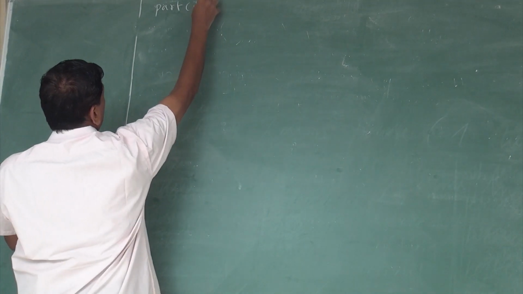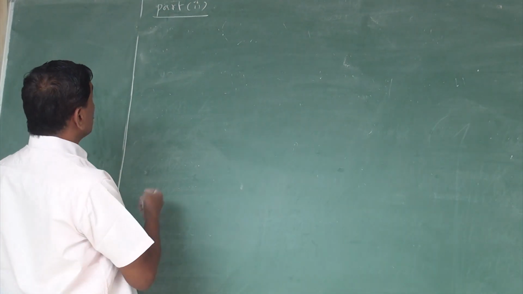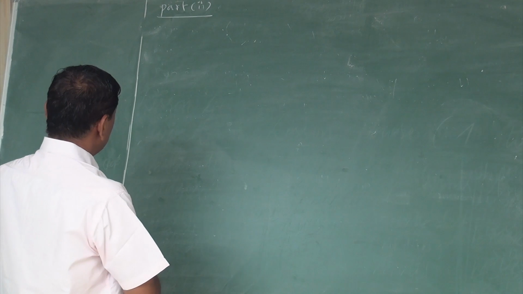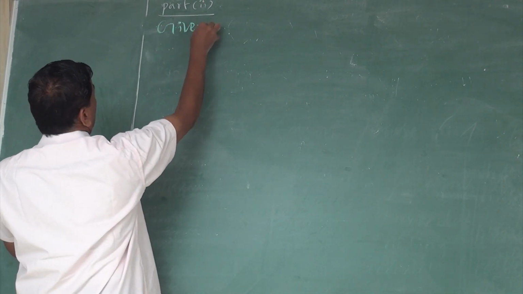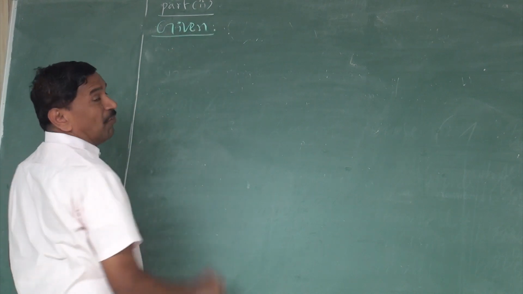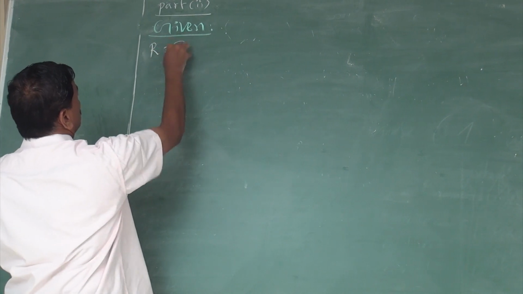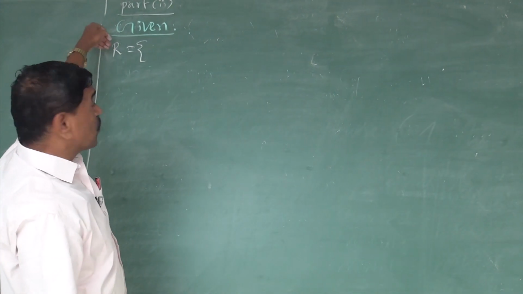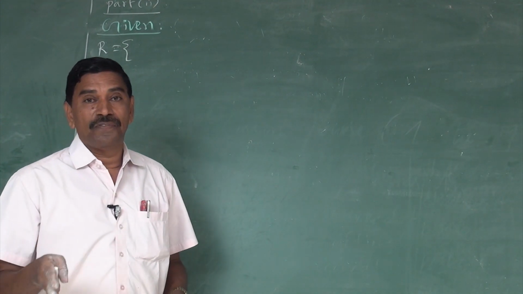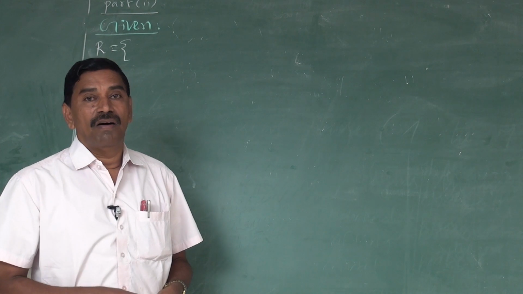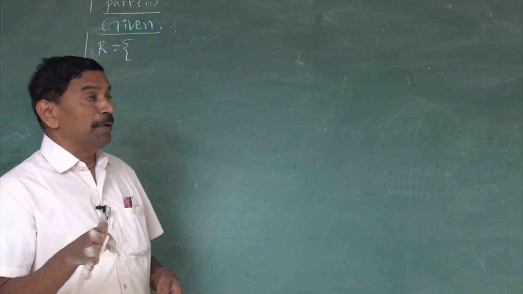Part 2. See, for part 2, what is given? Anyone? Given? What is given? Yes. The relation R is given, in this question, in which form? Whether roster form or set builder form or descriptive form. Yes. Set builder form is given.